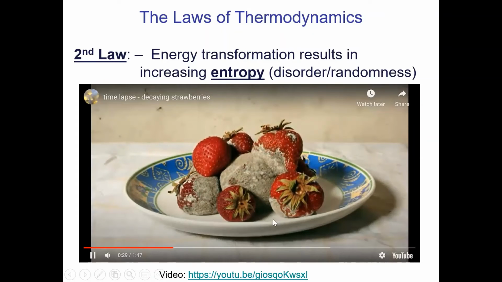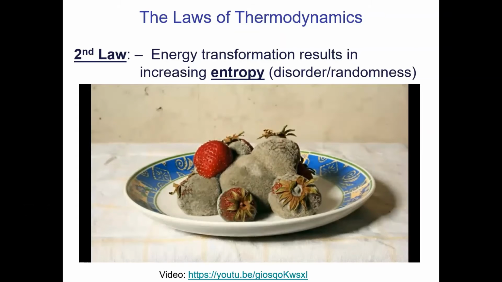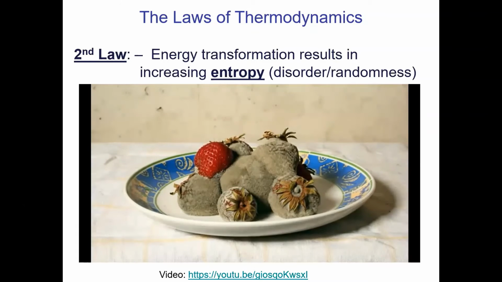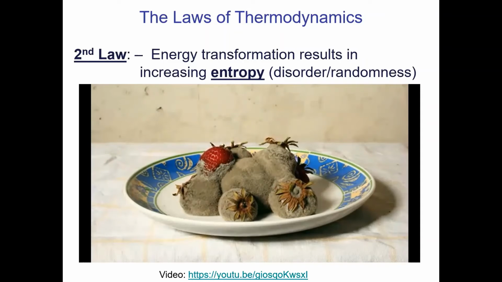Let's put part way there. Just going to speed this up just a little bit. So in this case here, it's actually the mold that is breaking things down. If you didn't have the mold, they might just dry up instead. But this is what the second law of thermodynamics is about. It says here that energy transformation results in increasing entropy. So what is entropy? Entropy means disorder and randomness. In Chem 102, you're going to talk about it, you're going to get a variable and all that. But it's not necessarily useful to focus on in biology, which is why I'm giving you my cell biology laws of thermodynamics.